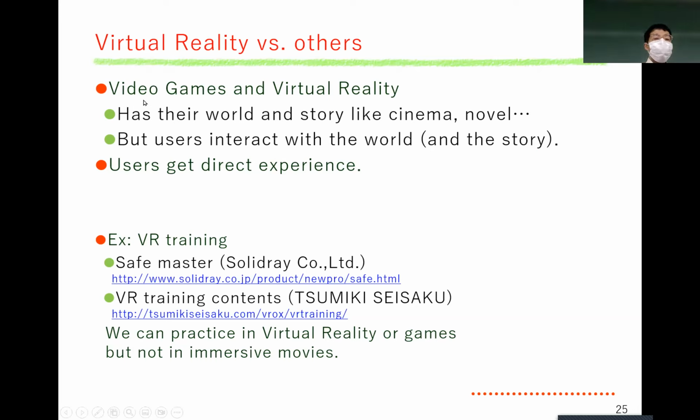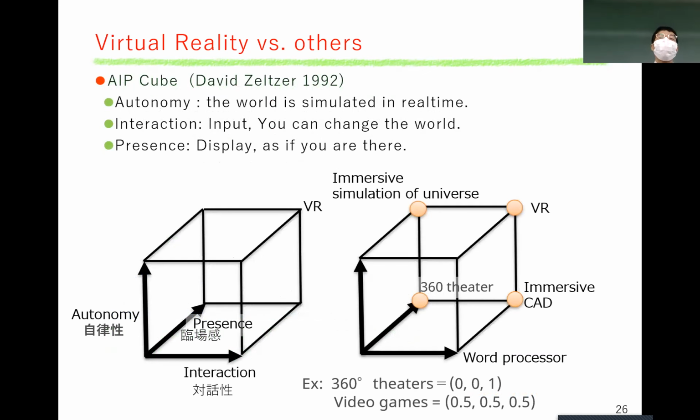For example, video game is very similar to virtual reality, I think. But that is not so easy to compare. So I want to introduce one idea to categorize, to place the mediums. That is the AIP cube, which was coined by David Zeltzer, who published this in 1992.